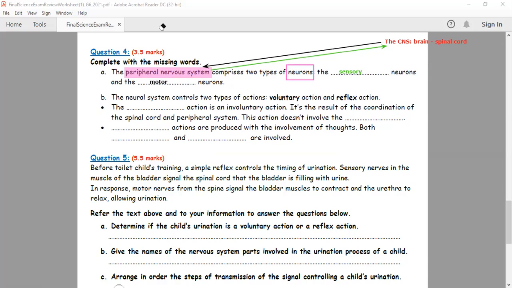Okay. Yes. The nervous system controls two types of actions. We have voluntary actions and reflex actions. First of all, which actions are involuntary? Voluntary or reflex? Reflex. Reflex for sure. Reflex actions are involuntary.